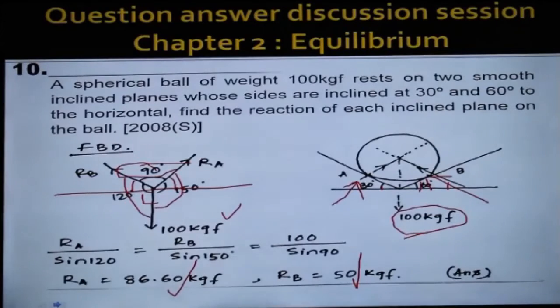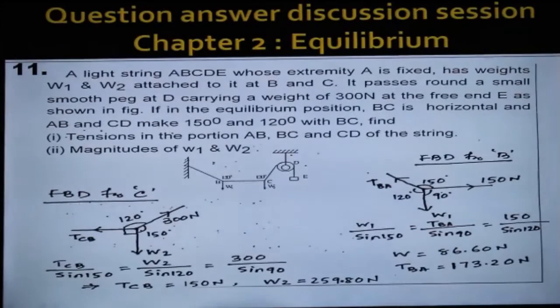Now come to the next question, number 11. A light string ABCDE whose extremity A is fixed has weights W1 and W2 attached to it at B and C. So W1 at B and W2 at C. It passes round a smooth peg at D carrying a weight of 300 Newton at E, as shown in the figure.